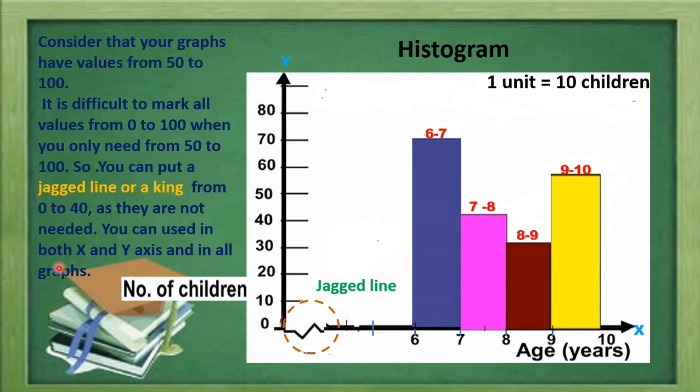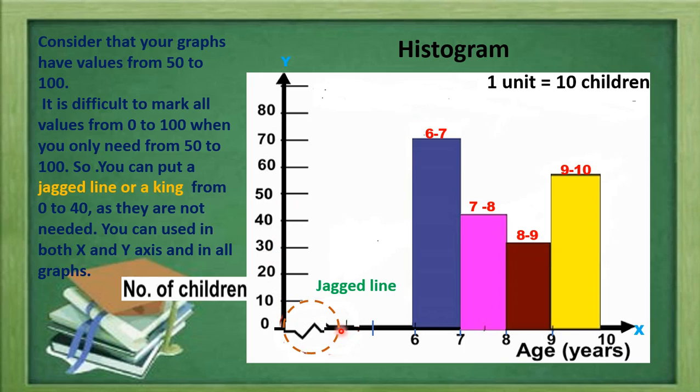We can use this jagged line on the x-axis as well as on the y-axis. For example, if we show the number of children and we want to show data like 100, 120, 140, 160, 170, then 0 to 100 is not needed. So on the y-axis also we can mark the jagged line, and we can start the data from 100, then 120, then 140, and so on.